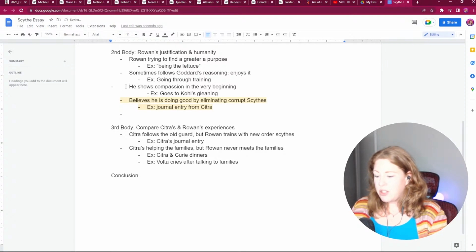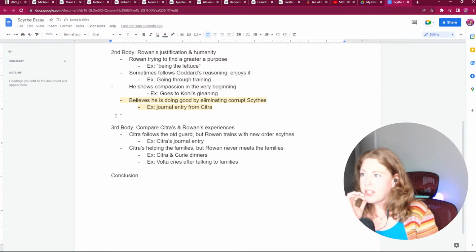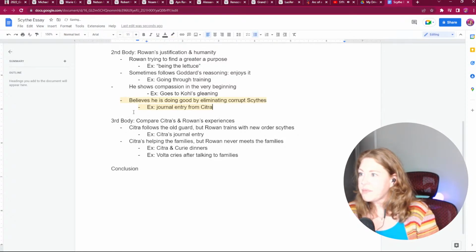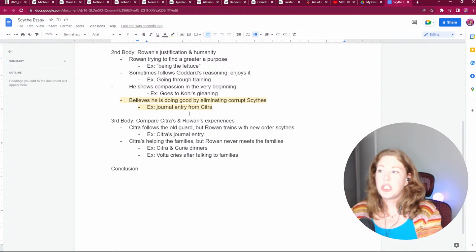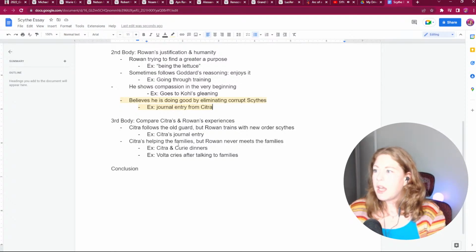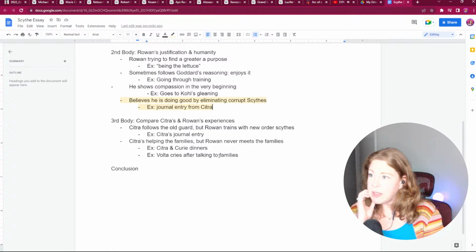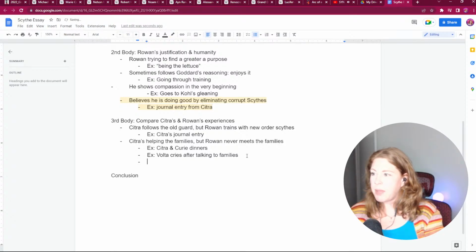Okay, you get the idea, right? Okay, so he shows compassion at the very beginning. We bring this down here. Believes he's... Yeah, I'm just going to leave that one on here because it might be a good one to use, but it's going to be hard probably to incorporate with evidence. Okay, as far as compare and contrast, Citra and Curie dinners, Volta cries after talking to the families. Let's see, what's another way we can compare?